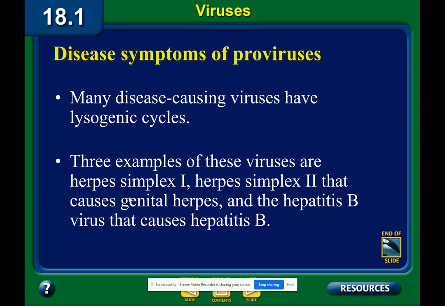So it says 3 examples of these viruses are herpes simplex 1, herpes simplex 2, that causes genital herpes, and the hepatitis B virus that causes hepatitis B. So if you're wondering, oh my God, herpes, yeah, if you've ever had cold sores, canker sores, well, you've got herpes. It's not the same kind of herpes, but it is a form of herpes. It's another virus. It's a different type of herpes virus.